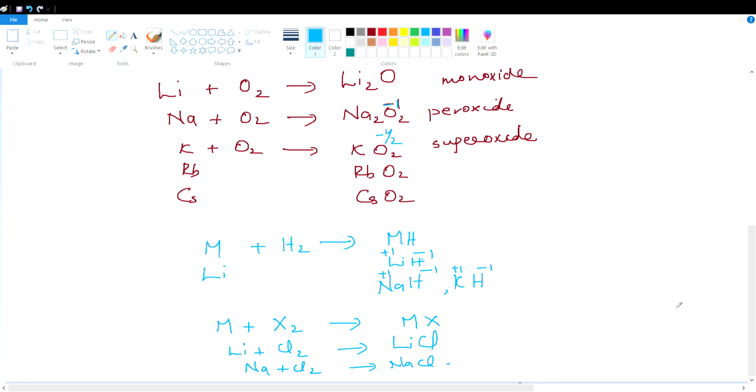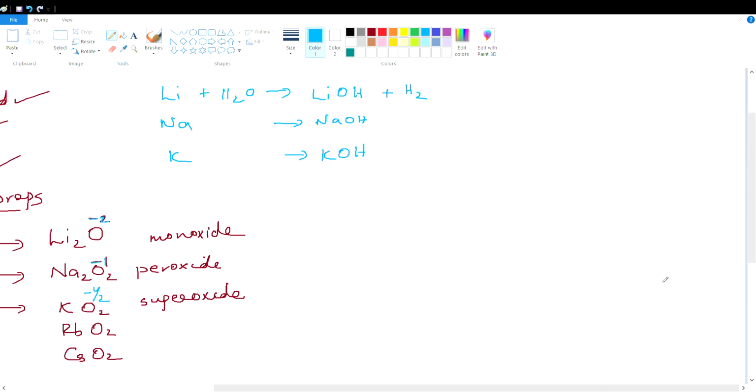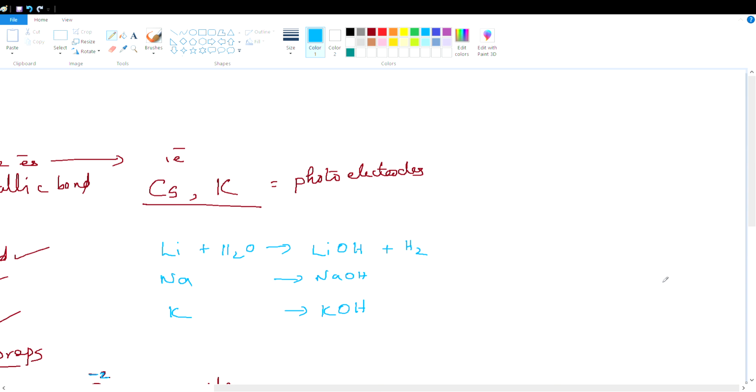Now, the anomalous behavior of the first member, lithium. We said the first member of the alkali metal series is lithium. Lithium shows properties different from the other members of the group. Some of the properties: all alkali metals are soft except lithium. Lithium is harder. It has a high melting point and boiling point. All the alkali metals have low melting and boiling points, but lithium has a higher melting point and boiling point compared to the other alkali metals.